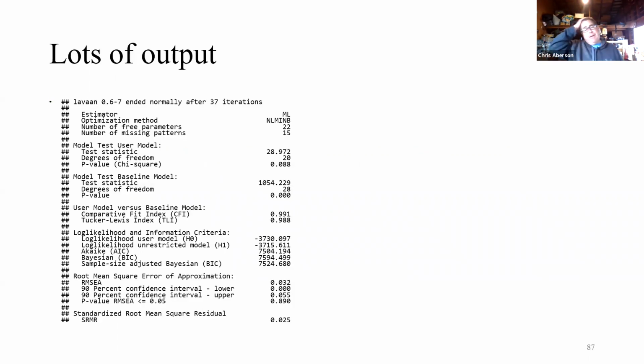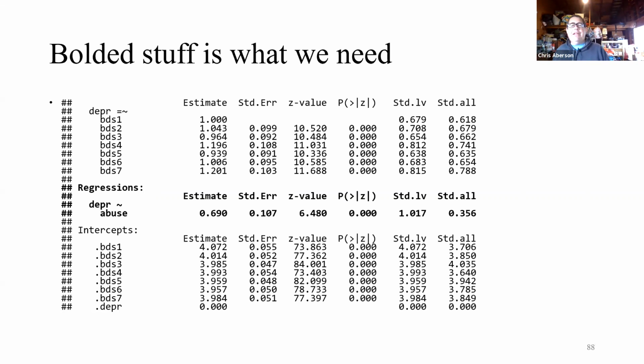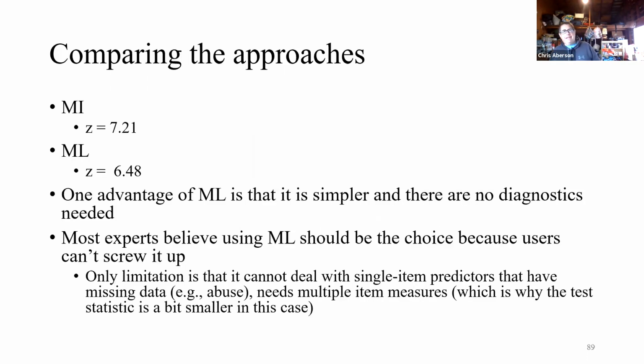We get a lot of output, and not much of it is very useful. First page here has nothing on it for us. The only thing that we really need here is where it says z-value and probability. That's depression predicted by abuse. That's what we're after. So a lot of output for one single value. Again, that's a lot easier than having to do the diagnostic stuff with multiple imputation, which means that it's a lot less difficult to screw up. You can see it produces similar z-values. One advantage is that it's simpler, no diagnostics. You can't really screw it up.